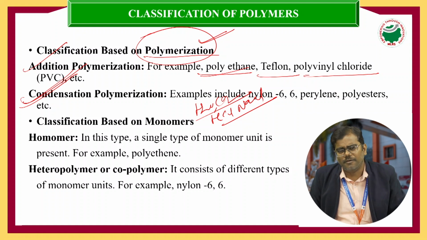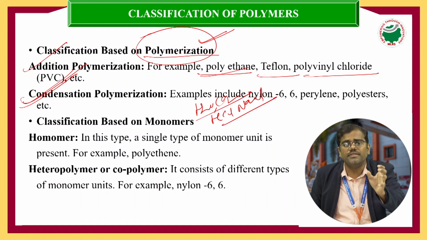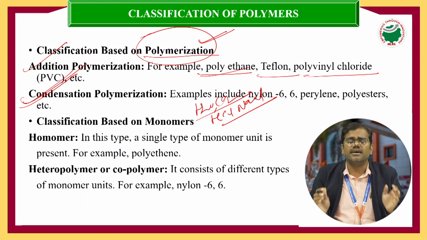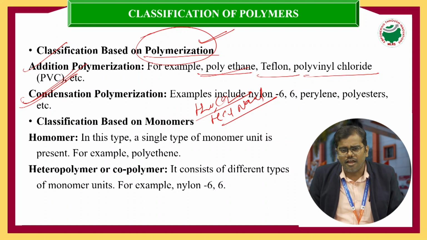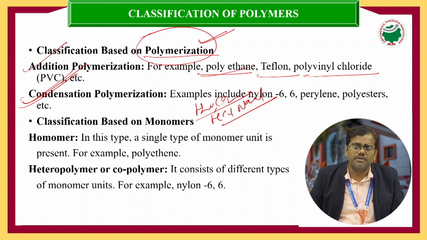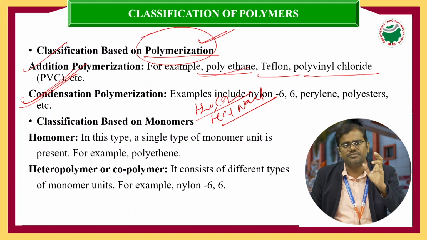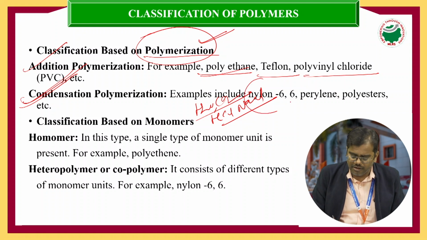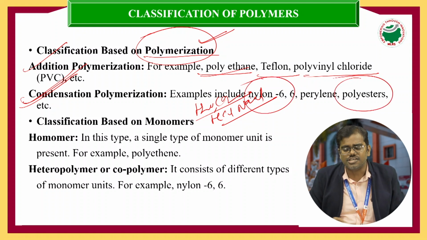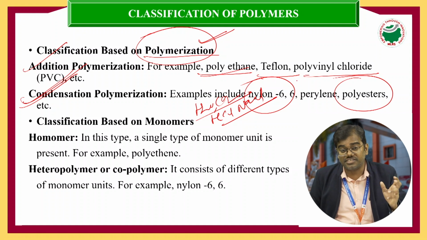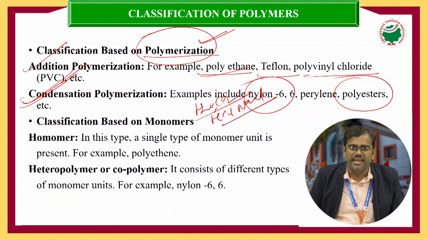a rigid polymer. The polymers synthesized from condensation polymerization are very strong, very tough, and very rigid. That's why these polymers are mostly used in the textile industry, for example nylon 6,6, polyesters, nylon 6 and nylon 6,6, and polyester. These are the most important polymers we use in textile industries.